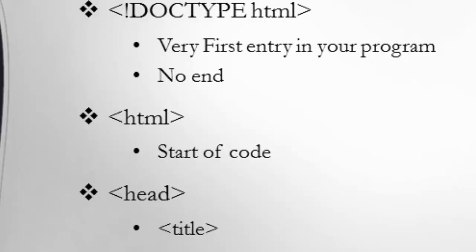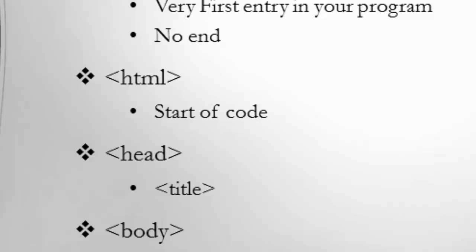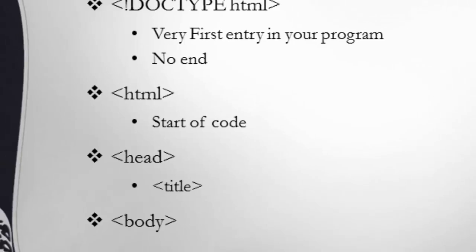Now, after we have that, we say from here on out you have HTML, and we'll close that. It's the start of the code. After that, we'll have the head, and we'll close that. After we do the title, which will be what you see up in the tab, and then we'll have the body, and we'll close all of that. So let's look at an example here.